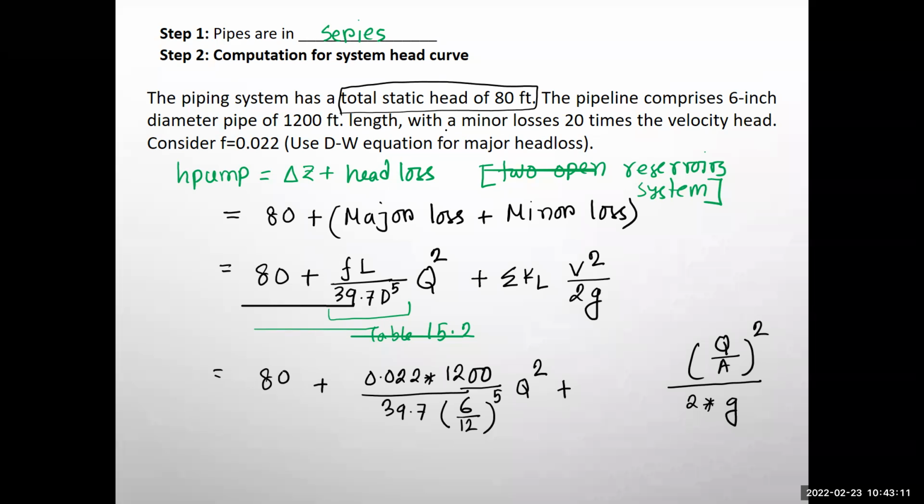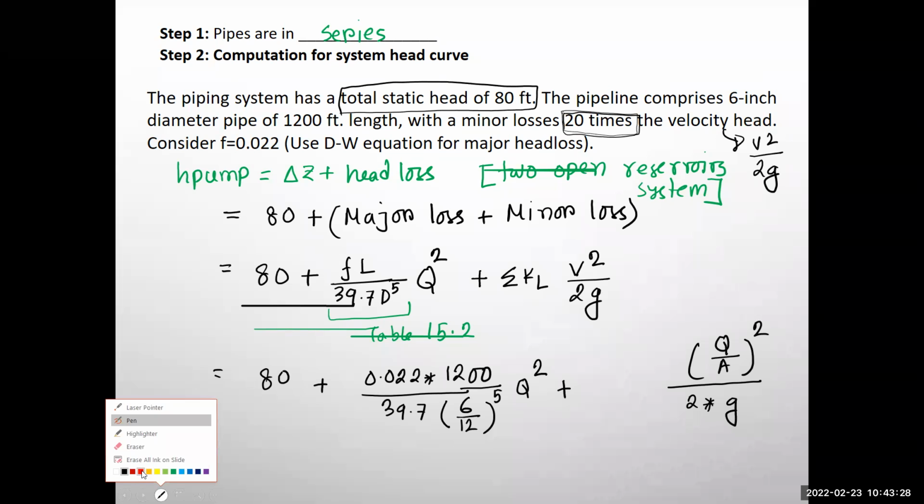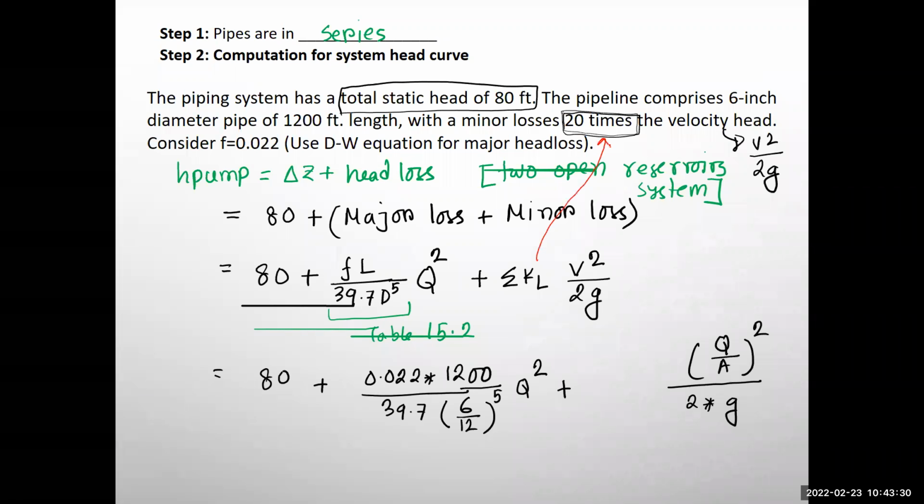It says that with minor losses 20 times the velocity head. Velocity head means what? V squared over 2g. So it says that 20 times velocity head. That simply means the summation of KL is what? It's the 20. Okay, so I will add 20.